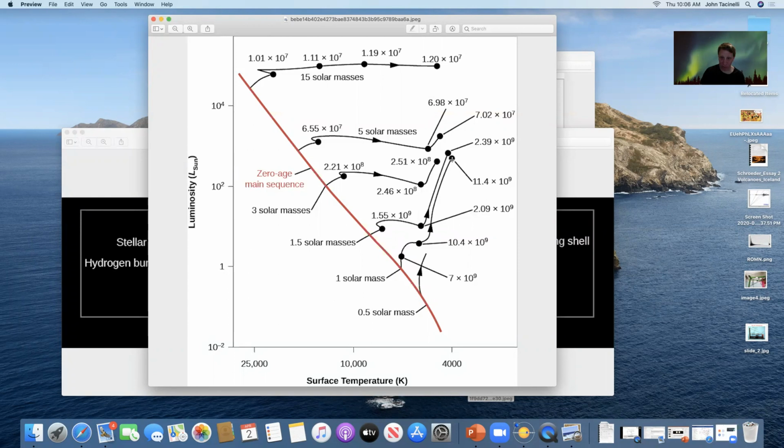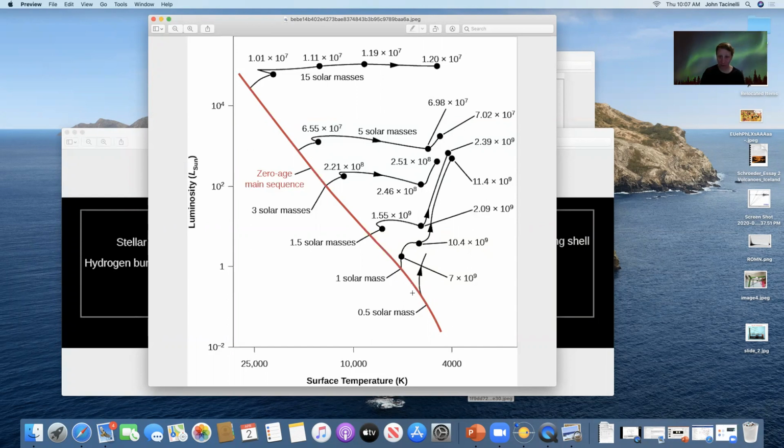So it's going to move up here on the HR diagram. The outer parts of the star are going to expand, and so it becomes a giant star, and it's going to become slightly lower temperature at the surface, and so hence the redder color. And so it becomes a red giant up at this location here on the HR diagram.